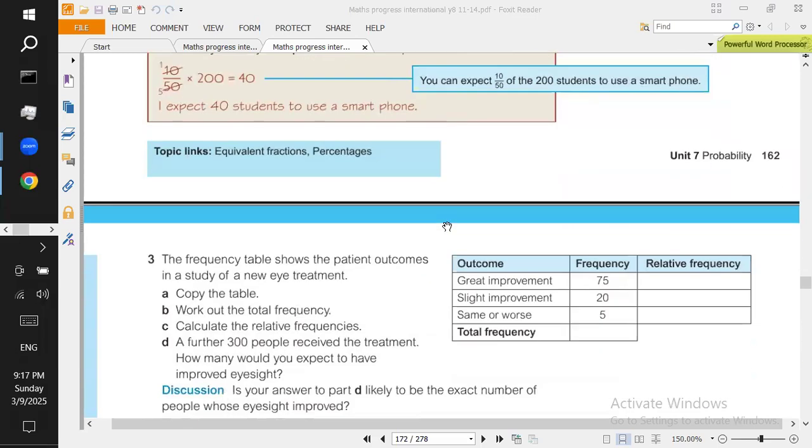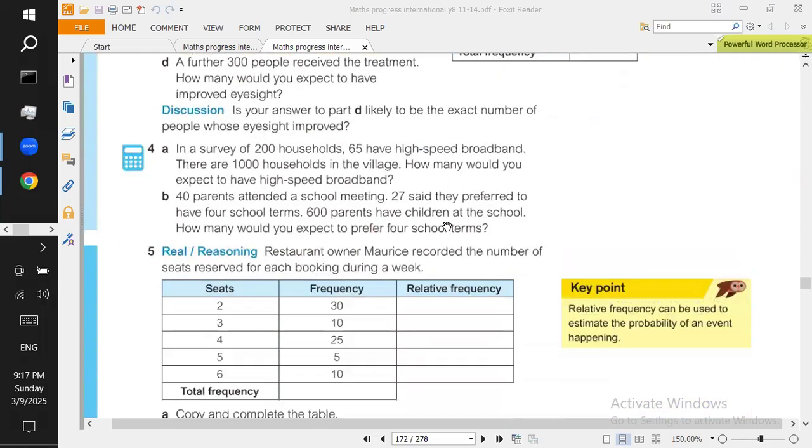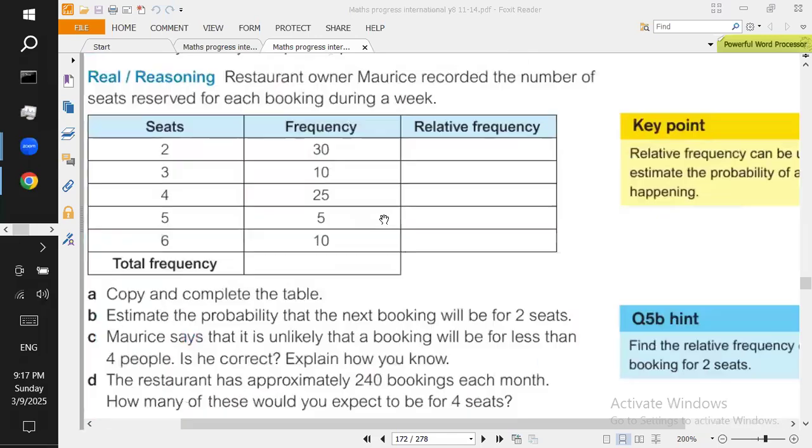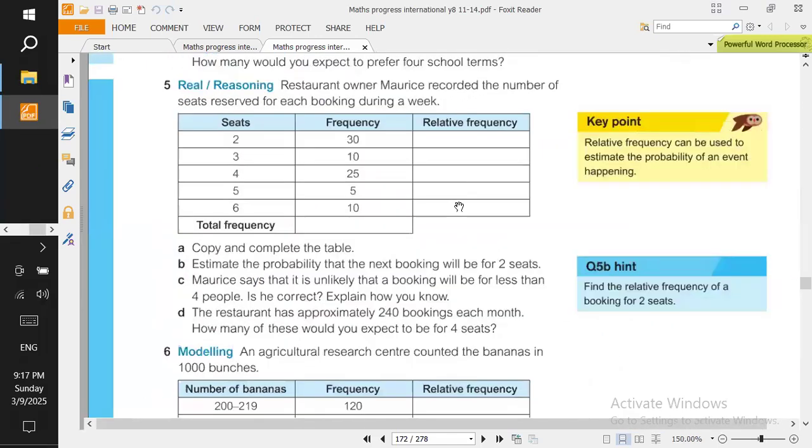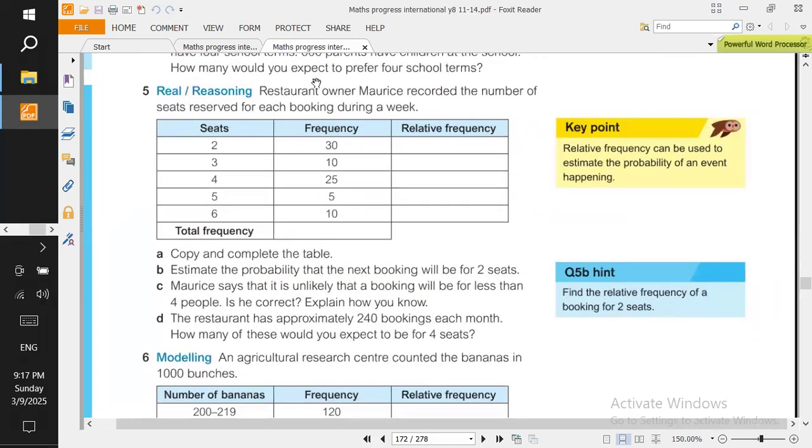Now, let's take a question and you'll understand it more. Let's talk about this question, for example, here. Restaurant owner Maurice recorded the number of seats reserved for each booking during a week. Now, focus on this because it's very important. Copy and complete the table. So the first thing we need to do is find the total frequencies, and we do this by adding all of these together. So 30, 40, 50, 60, 70, 80. So the total is 80.